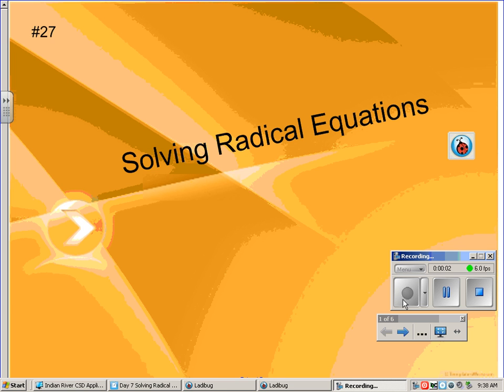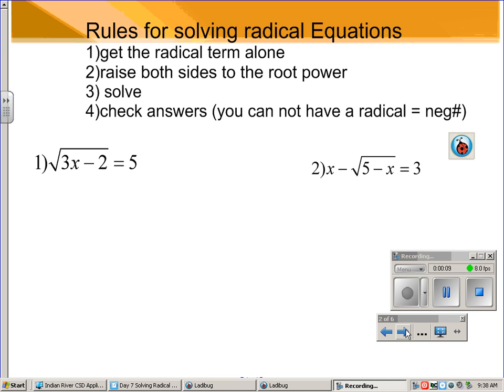Alright, today we're going to solve radical equations. We've been working with them for the past week now. So look at the rules for solving radical equations. First, we're going to get the radical term alone. Second, we're going to raise both sides to the root power. We're going to solve and then check our answers because we cannot have a radical that equals a negative number.